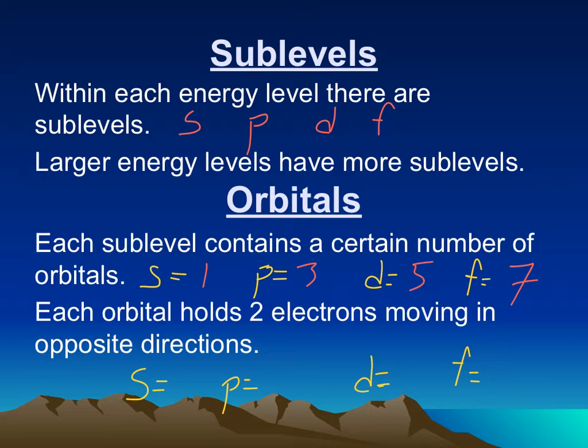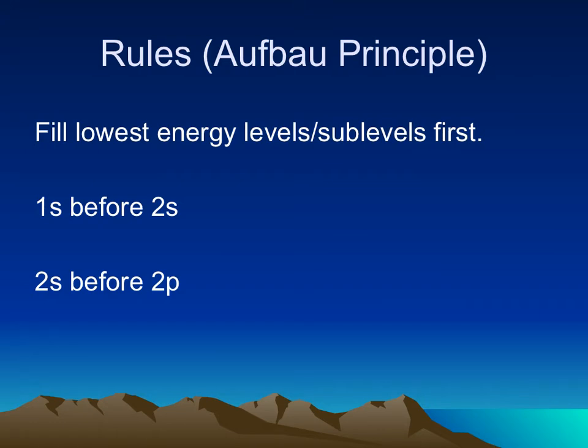So that means you can get a maximum of 2 electrons in the s level. You can get 6 electrons in the p level. You can get 10 electrons in the d level and 14 electrons in the f level. Now, before we can start the actual diagram, we need to understand some different rules and principles, okay?